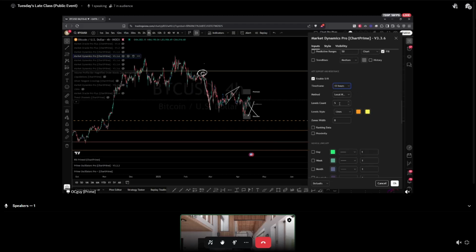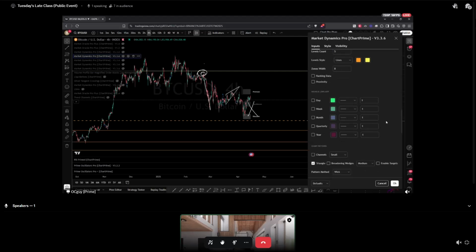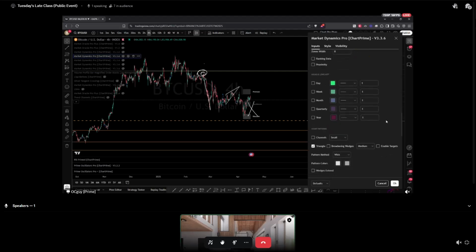Levels count 5, so 5 of the most important ones. Local mode, in the other one it was midterm, in this one it is local. Why? Because on 12 hours, I want the tightest one, so in the 4 hours, they're not so far apart, right? So that's why. And that will be basically it. What else maybe can I do in here? Highs and lows? Not really.